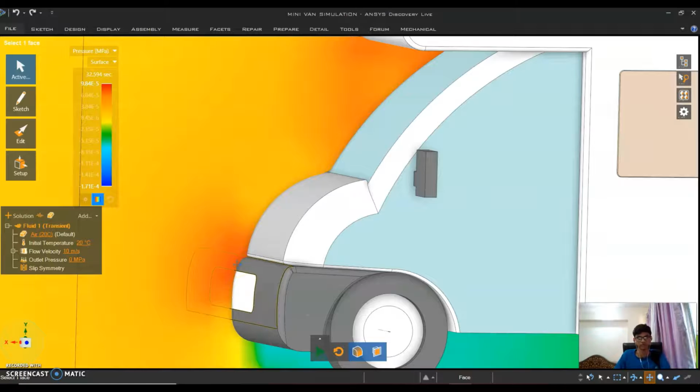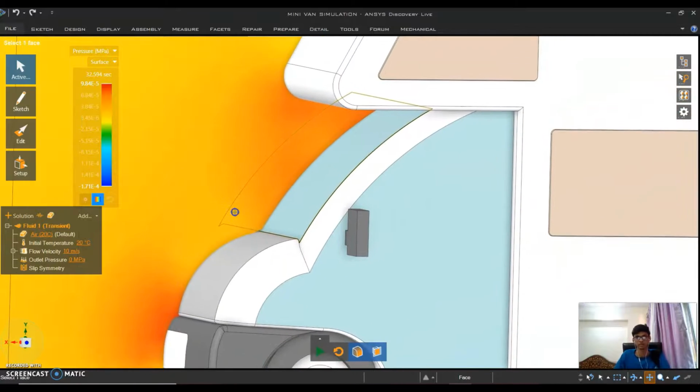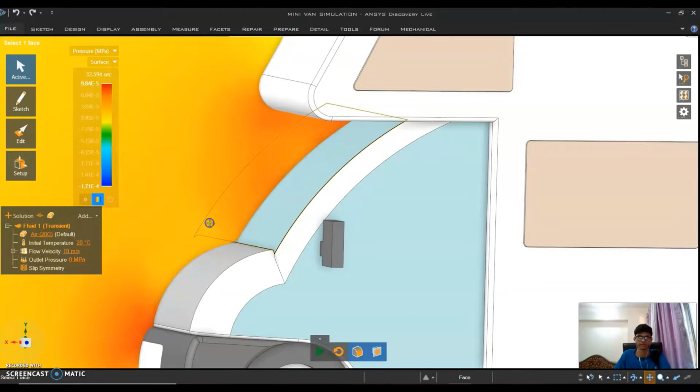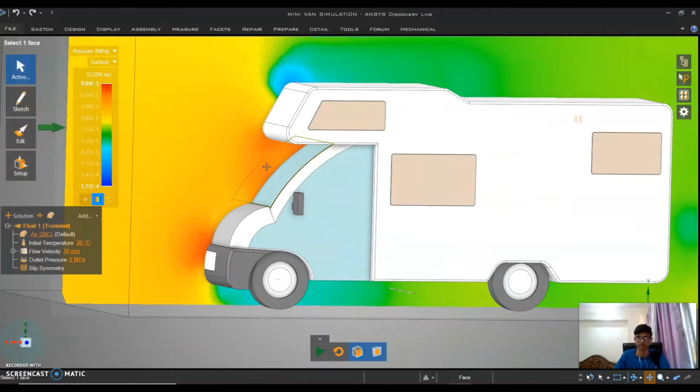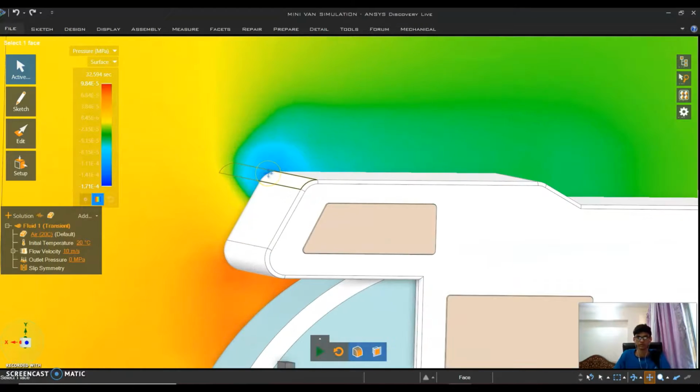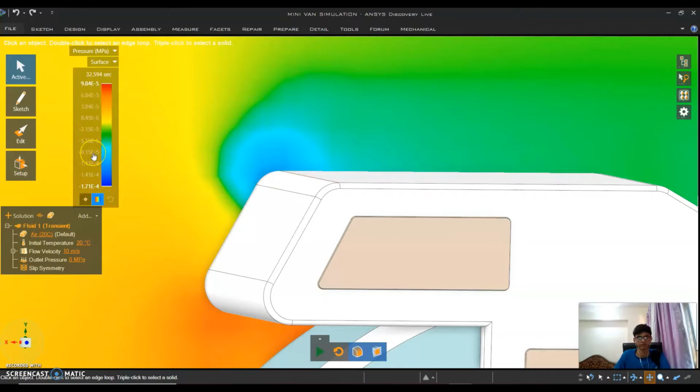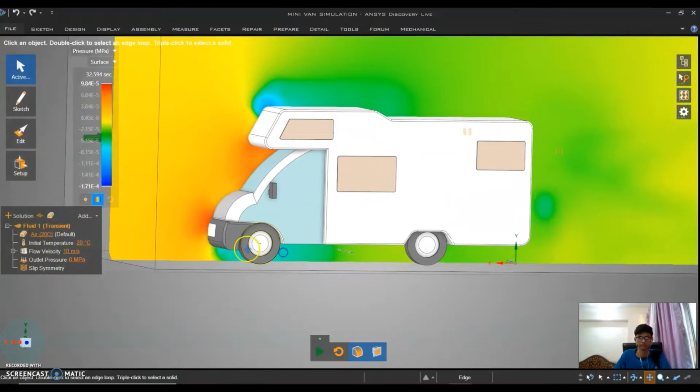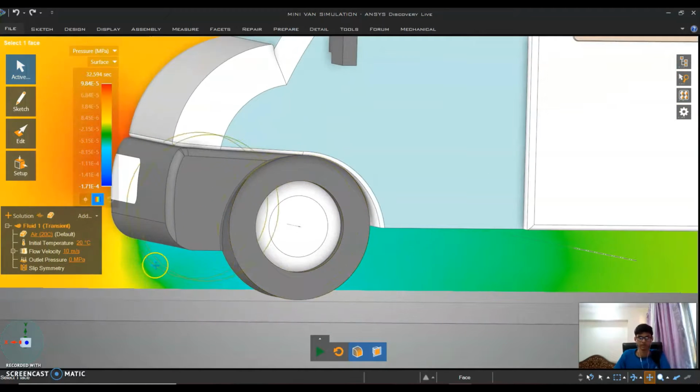At the front wheels or the front bumpers of the van, pressure is 9.84 into 10 to the power minus 5 megapascals. And on the front region of the windshield, pressure is 6.84 into 10 to the power minus 5 megapascals. But on the roof of the vehicle, the pressure is minus 8.15 into 10 to the power minus 5 megapascals. And below the front wheels, the pressure is comparatively lower than the Formula 1 car, at minus 1.11 into 10 to the power minus 4 megapascals.